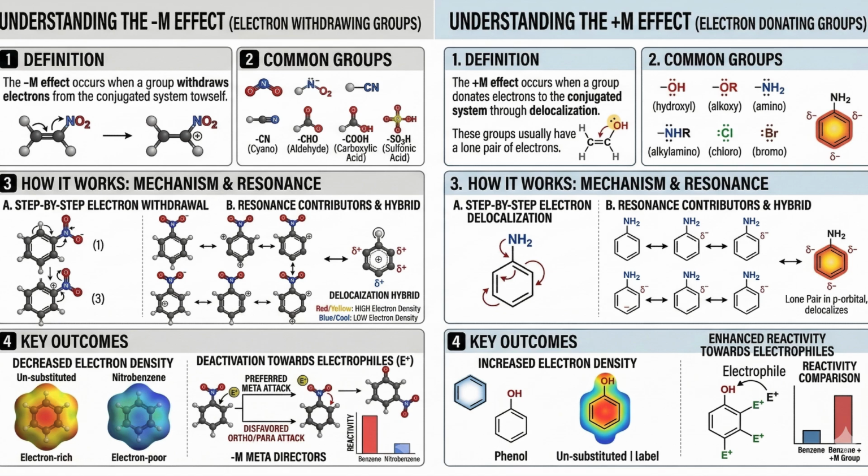Let's see how it works. So these groups pull electron density away from the ring. This decreases the electron density, especially at the ortho and para positions, leaving the meta position relatively more electron-rich.